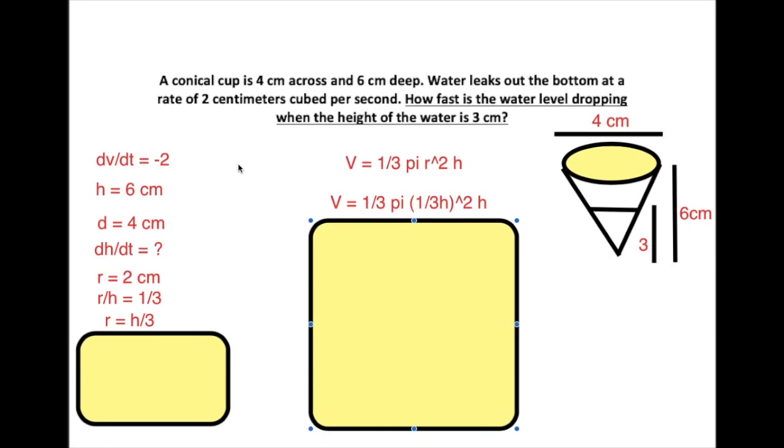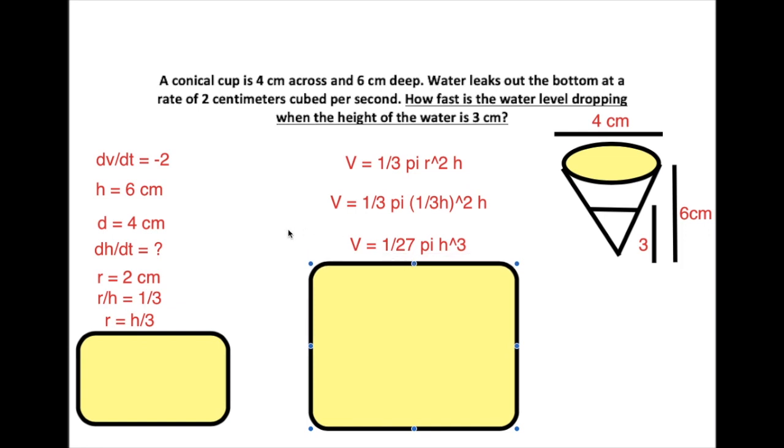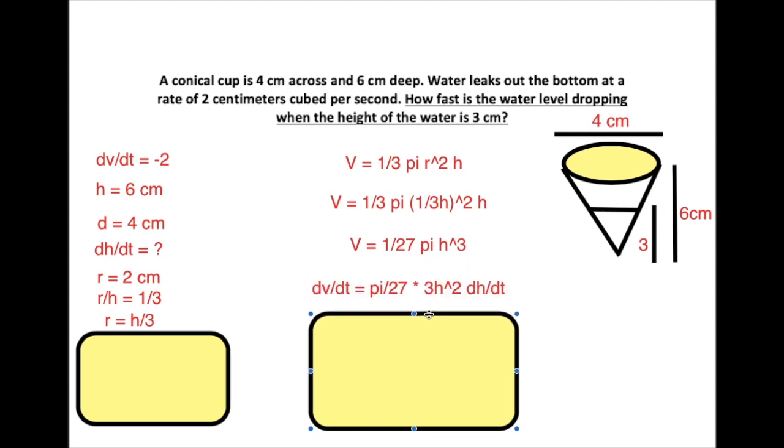Now we want to make this pretty and simplify it. Now we have volume is equal to 1/27 pi h cubed. Now we can take the derivative of both sides with respect to t, d/dt.